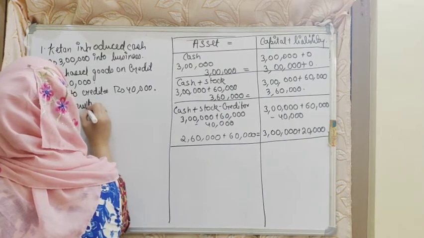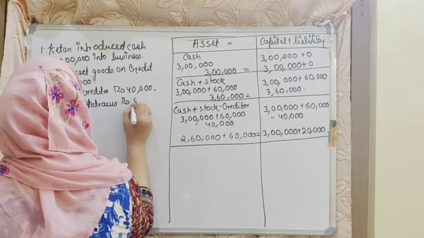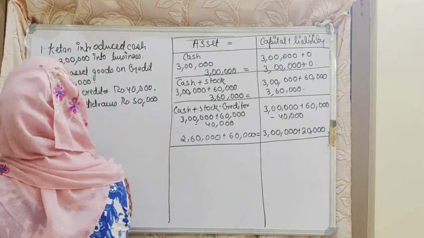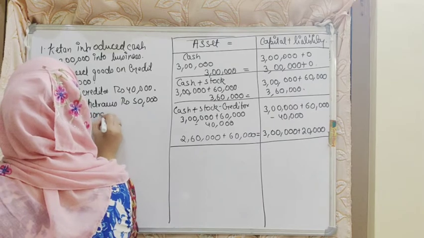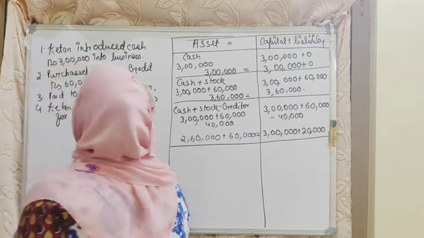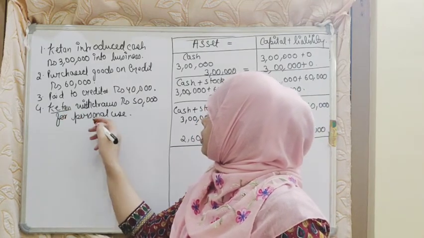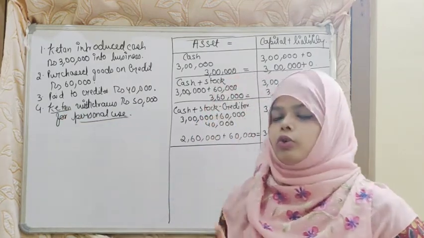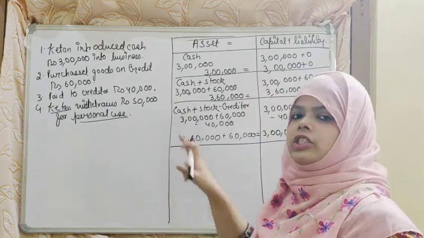withdraws rupees 50,000 for personal use. So how do we define this transaction? Ketan is the owner and he withdraws for personal use, which is drawings. It will be subtracted from the amount of the cash in the business.